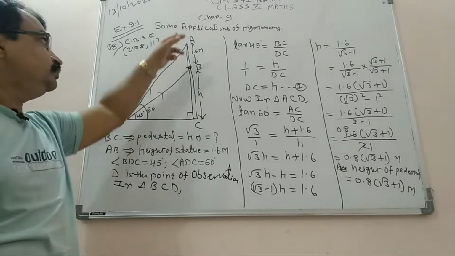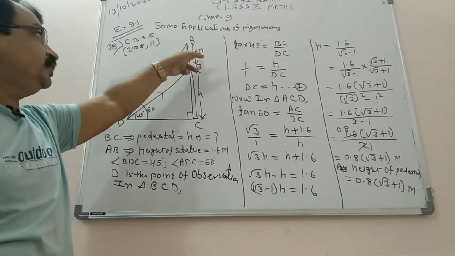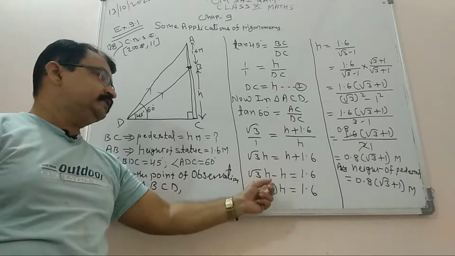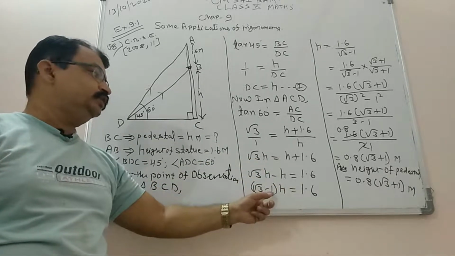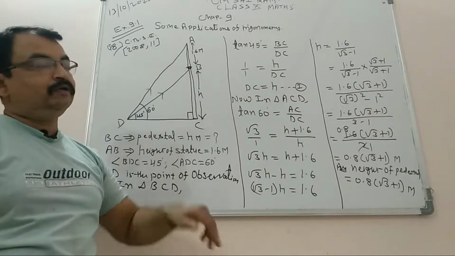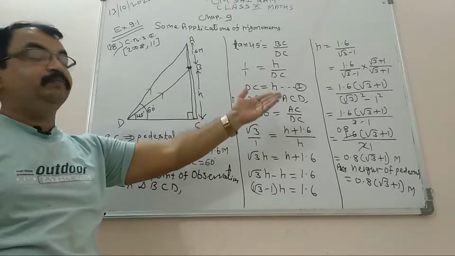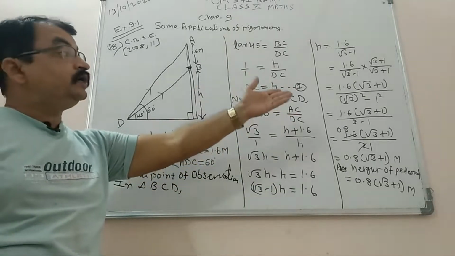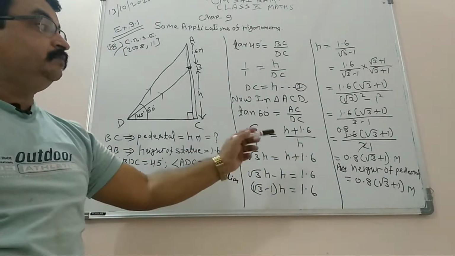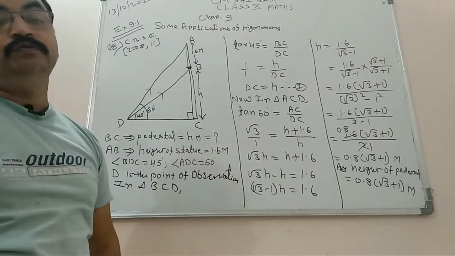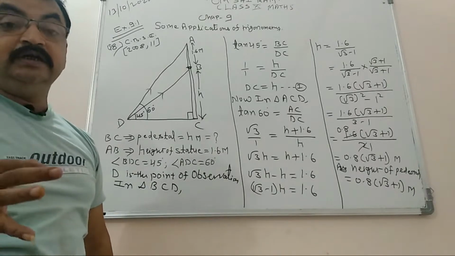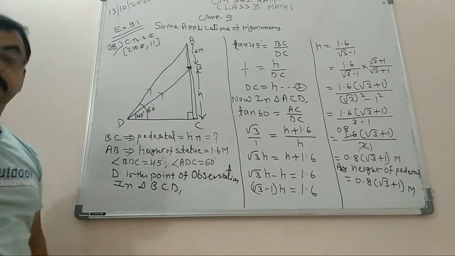Then tan 60 is opposite, the complete AC, that is H plus 1.6, upon DC. DC is H, cross multiply, collect the H on the same side, take the H common, so you will get root 3 minus 1. So you will get 1.6 upon root 3 minus 1 as H. Now rationalize it. The rationalizing factor for root 3 minus 1 will be root 3 plus 1. So rationalize with root 3 plus 1. Ultimately you will get 0.8 of root 3 plus 1 meters as the required answer for the height of the pedestal. Okay, children, thank you.